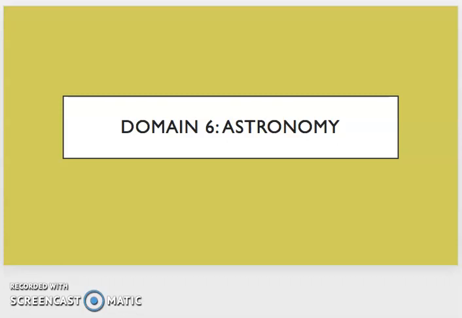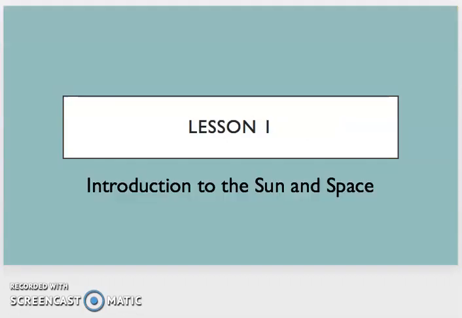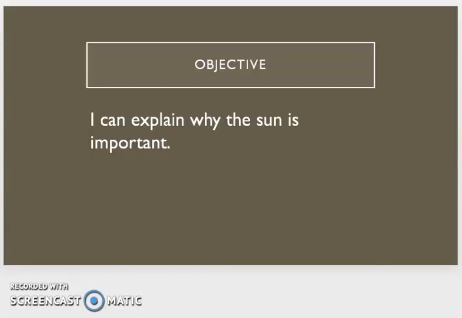We're going to be starting a new science domain. This is domain 6, all about astronomy. The first lesson in this domain is titled Introduction to the Sun and Space. At the end of this lesson, you are going to be able to explain why the sun is important.